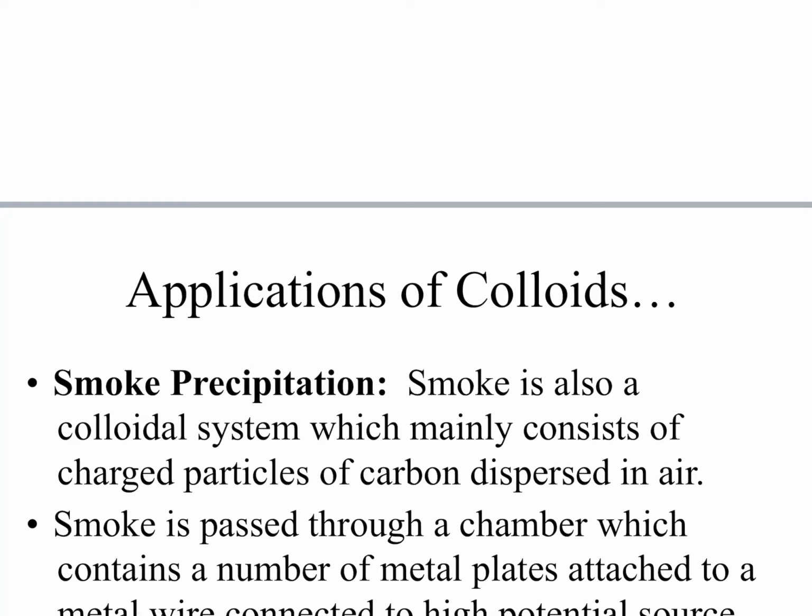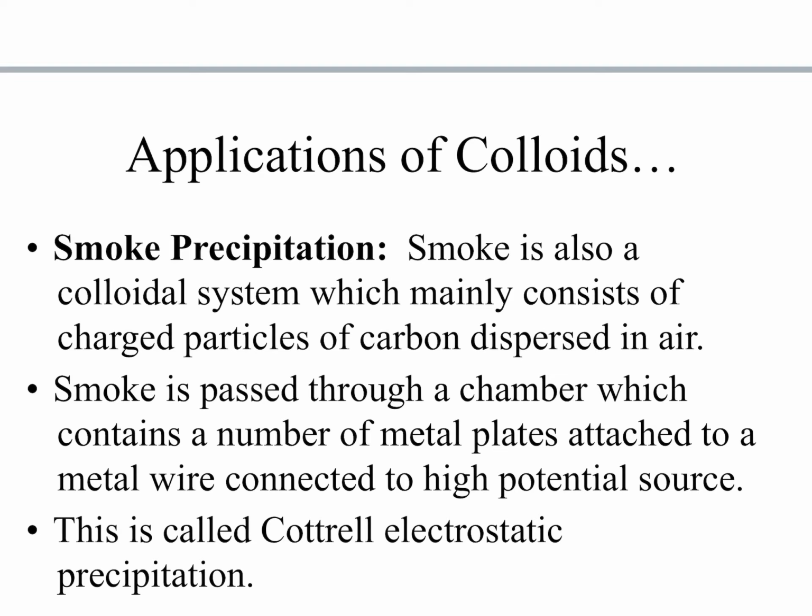In the smoke, mostly carbon particles will be there, because carbon is burnt, which process produces smoke. These carbon particles usually carry negative charge. So, this smoke is passed through a chamber which contains a number of metal plates attached to a metal wire, which hang in the chamber, and smoke will come from the bottom and float to the top.